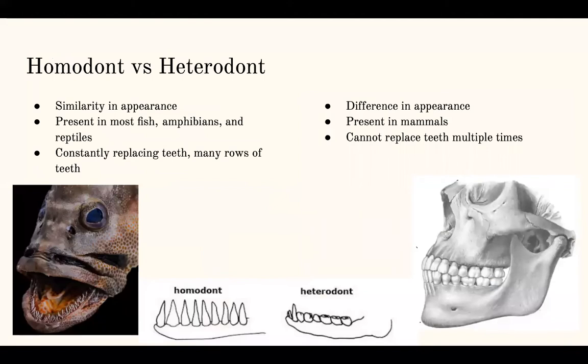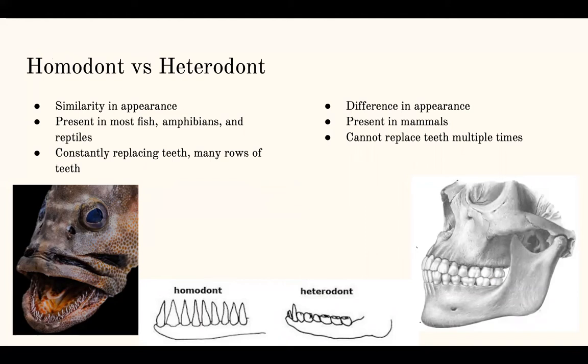This slide is the difference of homodont versus heterodont. So hopefully this is kind of already a review because we talked about it in lab. But homodont teeth are those that look similar in appearance. So the image below to the left is a picture of a fish, and they exhibit the homodont teeth. And homodont teeth are most common in most of the fish, amphibians, and reptiles that are seen today.